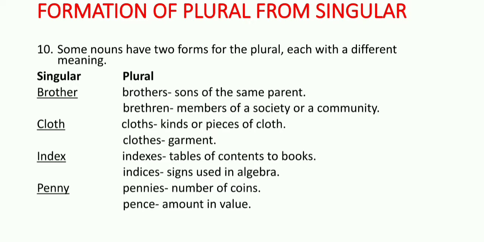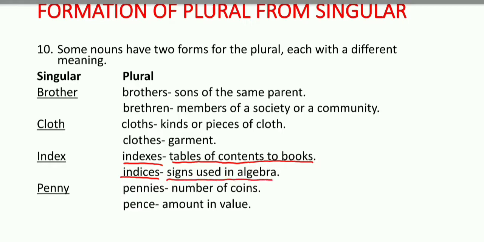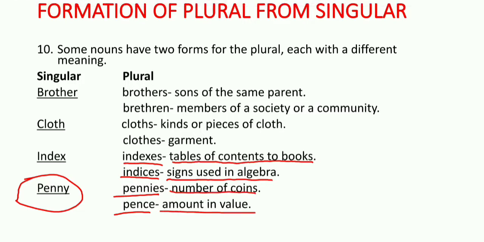Another example is index. Index also has two plurals: one is indexes and the second is indices. Indexes means the tables of contents of books. And indices means signs that are used in algebra. Another example is penny. We have two plurals, pennies and pence. Pennies means a number of coins, and pence means an amount in value.